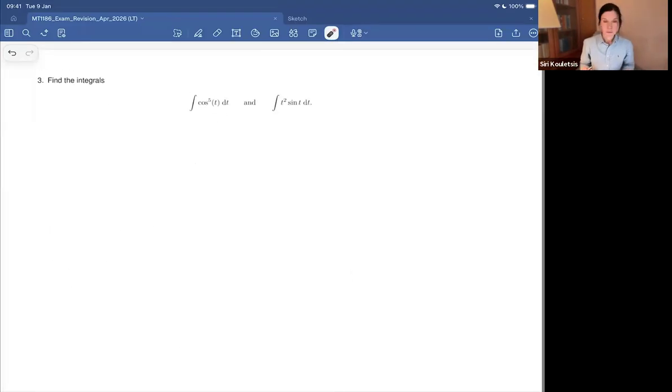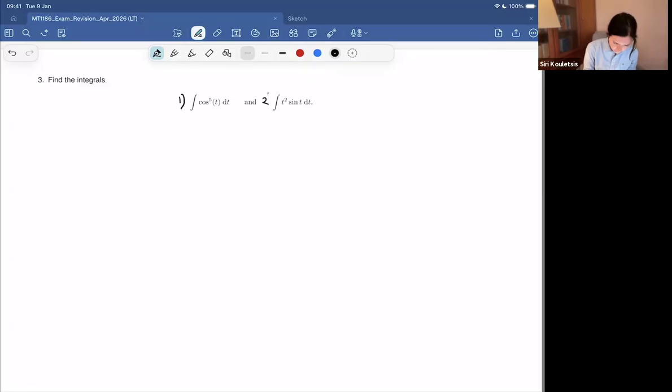Now, need to do some integration. So we have two integrals here. One where the integrand is cos t to the power of 5, and one where the integrand is t squared sine t. So let's start with the first one.